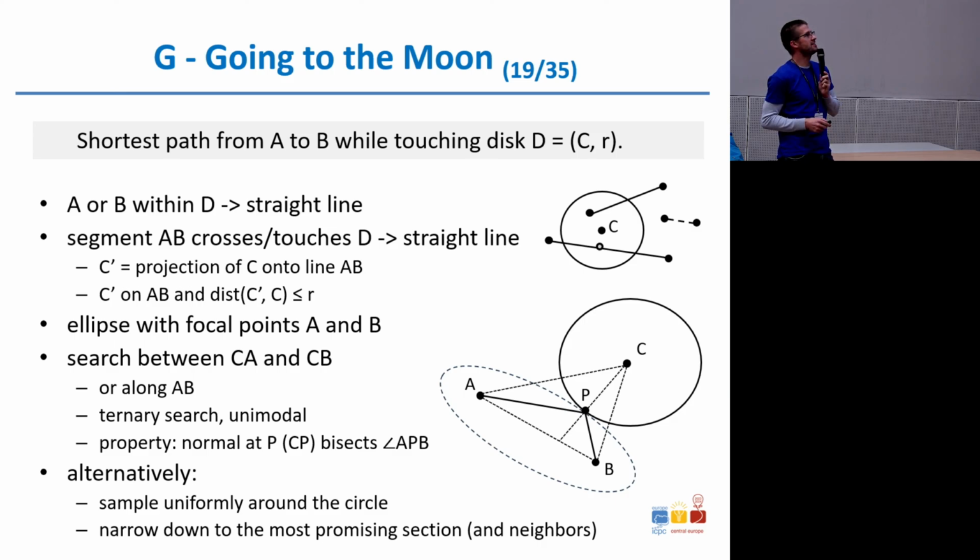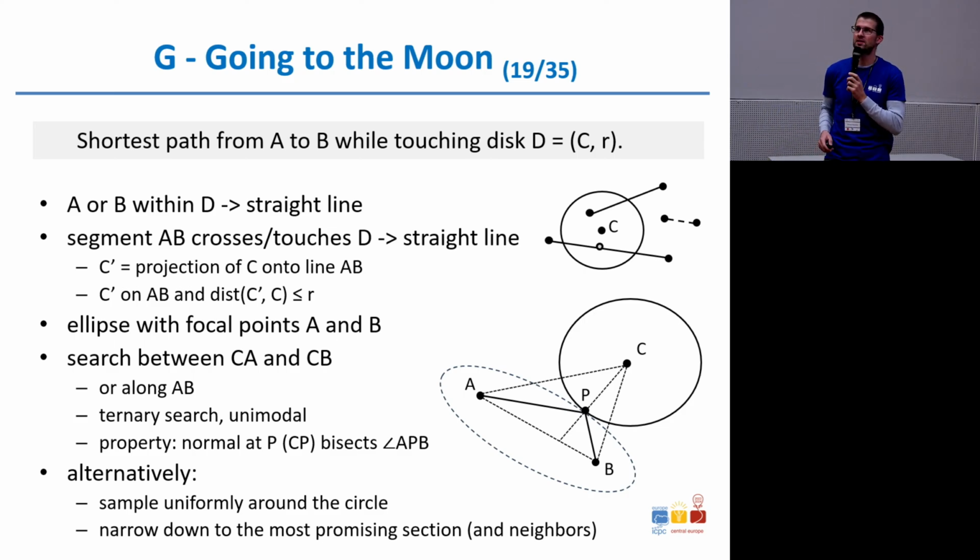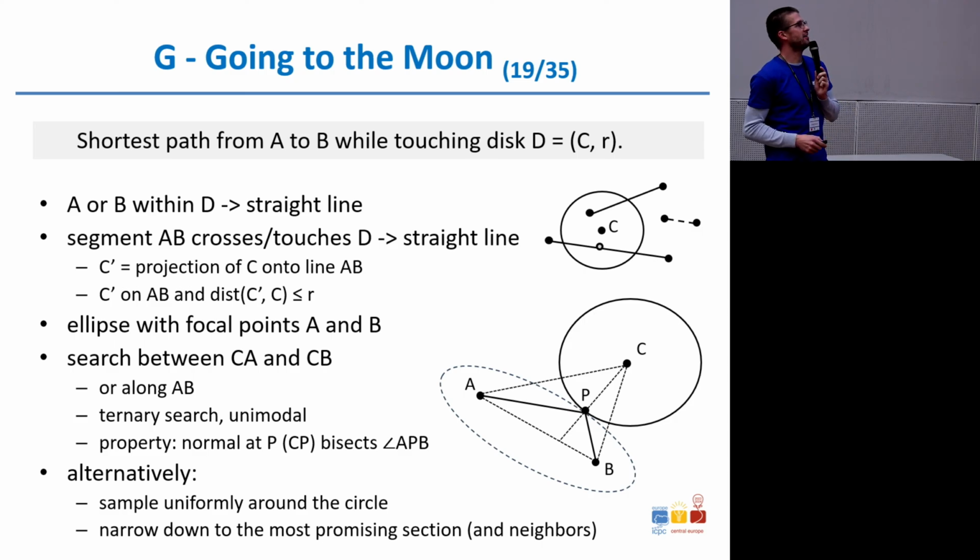How do we find this touching point where it's tangent to both of them? You can guess, or you can prove that it makes sense to search within this angle from AC and BC. And a property useful if you want to prove this is that the normal at this touching point P will actually bisect this angle APB. So this is a property of ellipse. So if you want to be exact and actually prove this, it comes in handy.